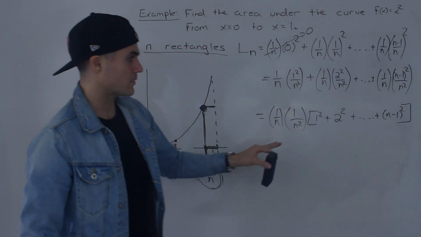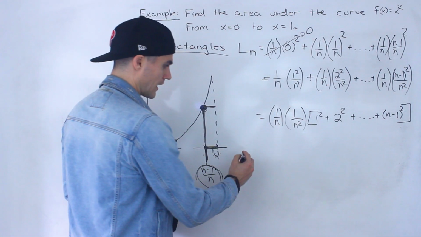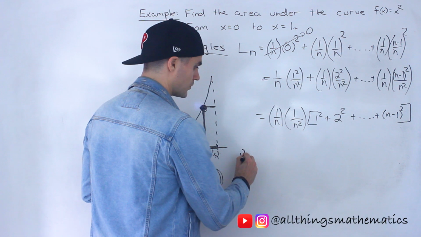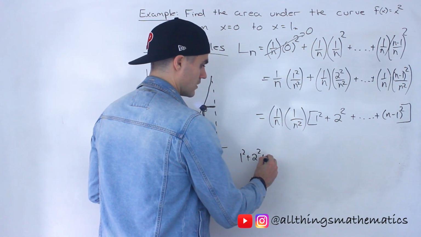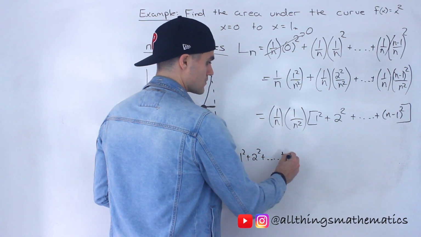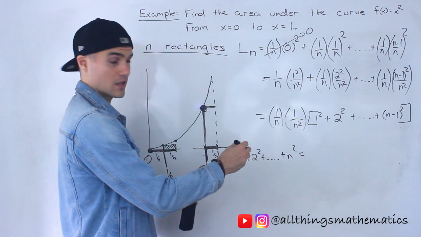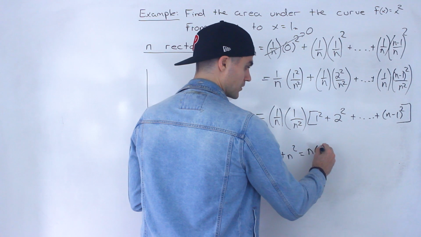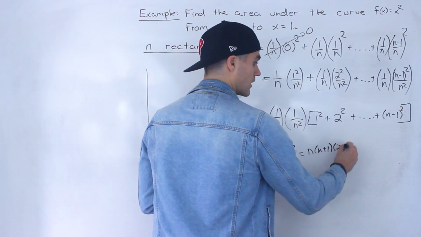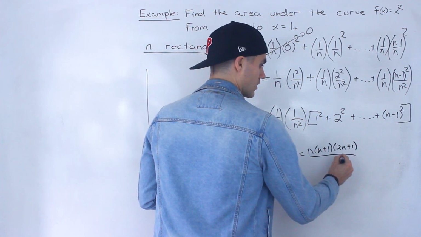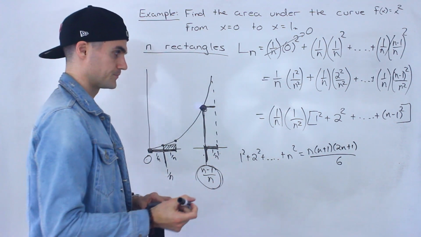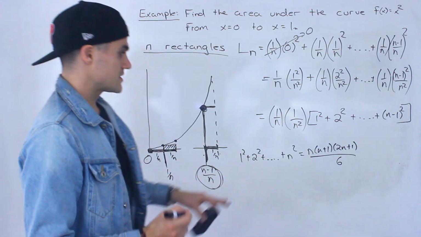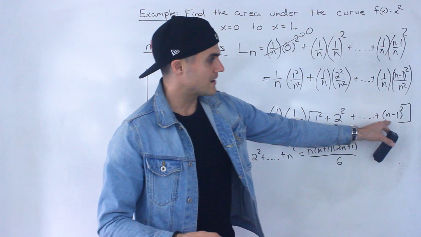Now, if you remember from Rn, I mentioned that if you have 1 squared plus 2 squared all the way to n squared, what's the formula for that? What's the general formula for this series? Well, it's n times n plus 1 times 2n plus 1 all over 6, right?